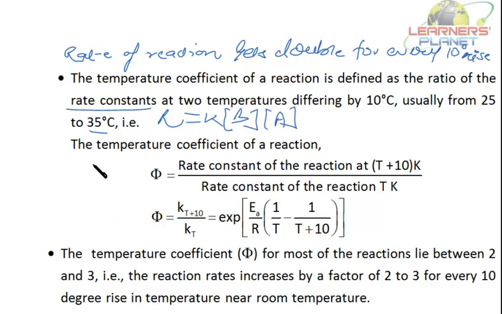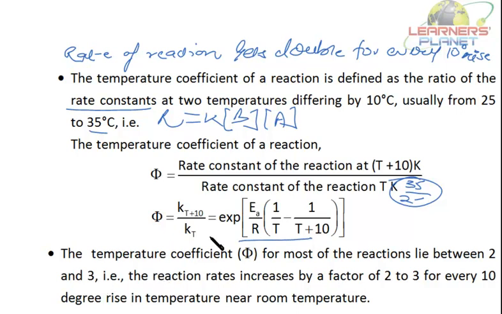Now the temperature coefficient of a reaction is equal to the rate constant of the reaction at T plus 10 Kelvin, divided by the rate constant of the reaction at T Kelvin. That is, the rate constants at 35 and 25. This is given by a symbol, and that is equal to k at T plus 10 by k at T. Now we know the relationship between the energy and the gas constant, that is R and T and k, of course. So this expression can be written over here.